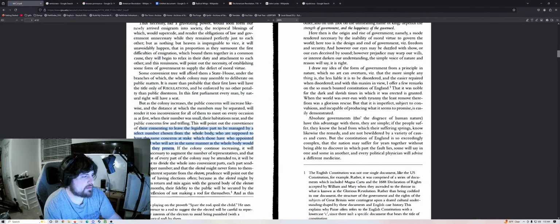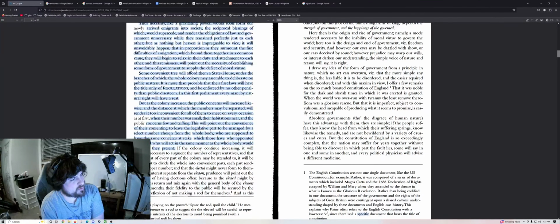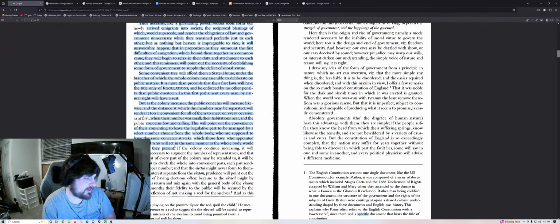and who will act in the same manner as the whole would if they were present. So this is kind of the beginning of representative democracy. The idea is like, all right, we don't need to all be here for this. We'll do, like, John and Sam and Billy and Joan. They all know what we all think, and they can handle and work out the problems. We don't all need to be here.